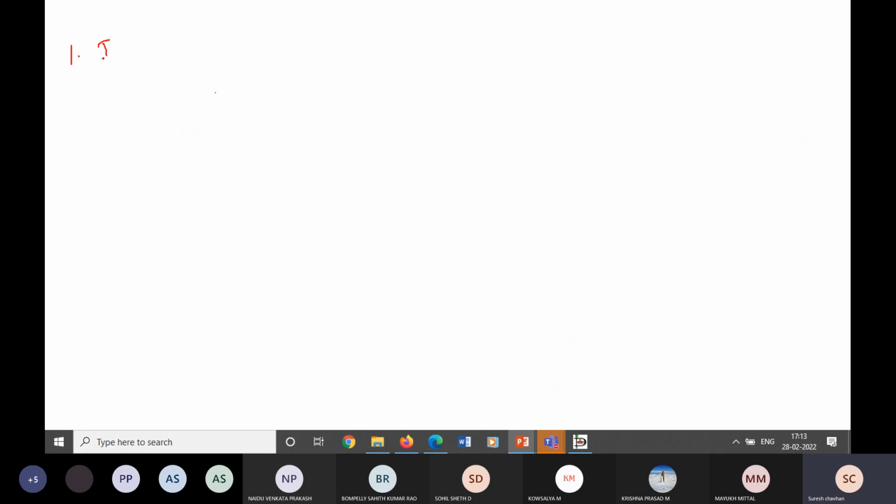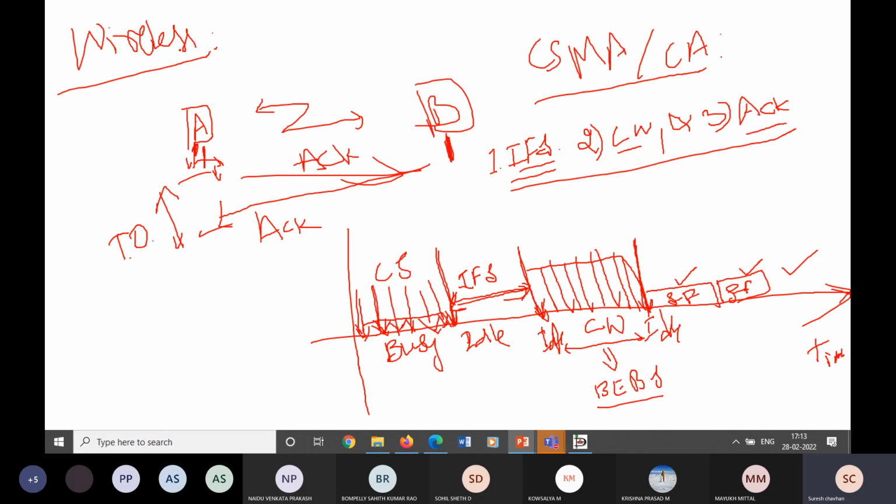The first strategy we have seen is the interframe space, IFS. The collisions are avoided by deferring the transmission even if the channel is found idle. As I told you earlier, even if it is found idle, it will defer its transmission. And when an idle channel is found, the station doesn't send immediately.